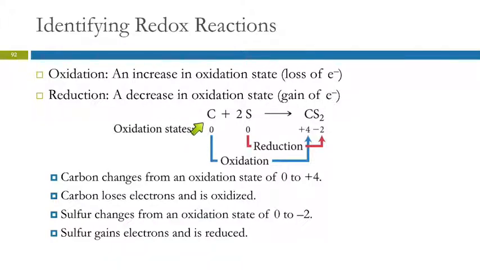So in this reaction here, we have two nonmetals reacting, and so we can't use charges and look at electrons being transferred because there aren't any ions here. So we use oxidation states. We have an element, carbon, and an element, sulfur. So they both have 0 for their oxidation state.